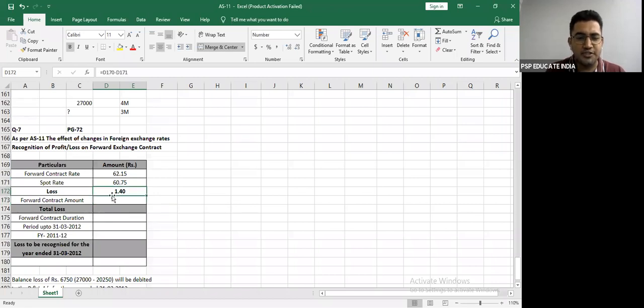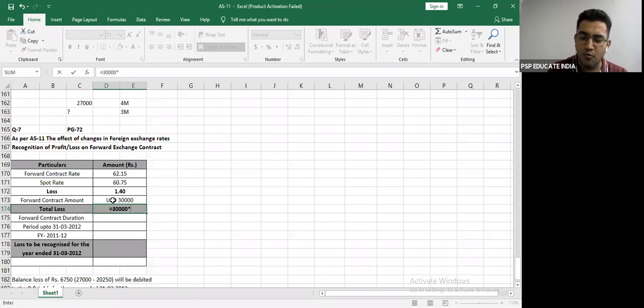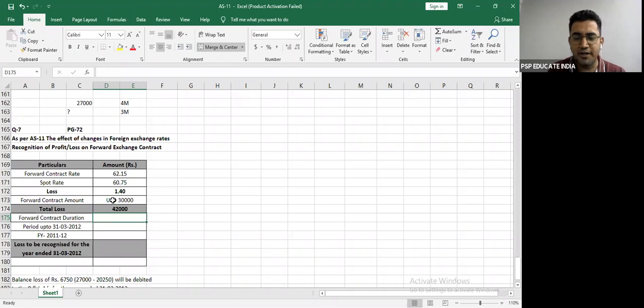Can you also look at the question and tell me what's your forward contract amount? 30,000. So 30,000 is your forward contract amount. Let's calculate what will be your total loss. 30,000 into 1.4. 42,000 is your total loss.